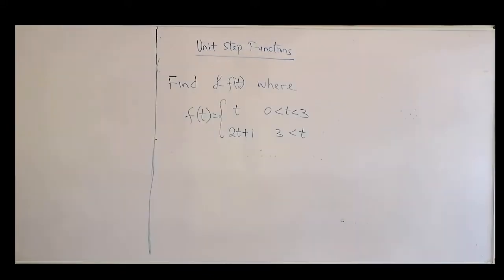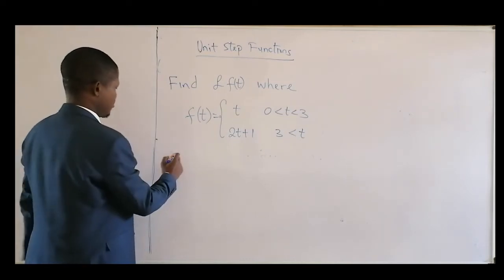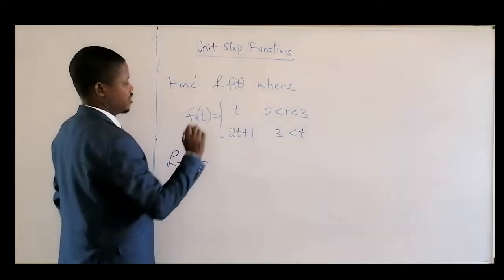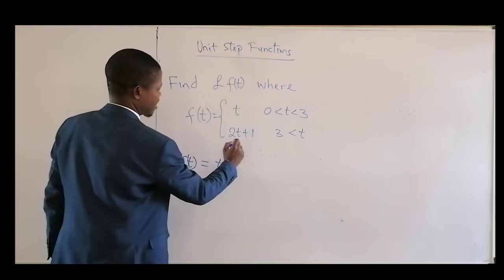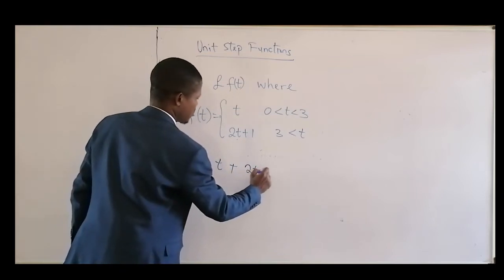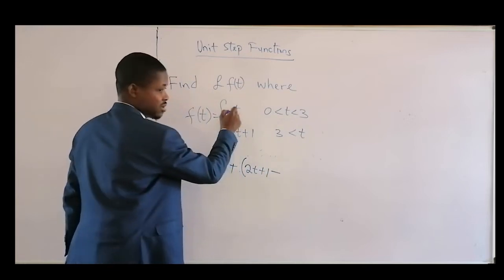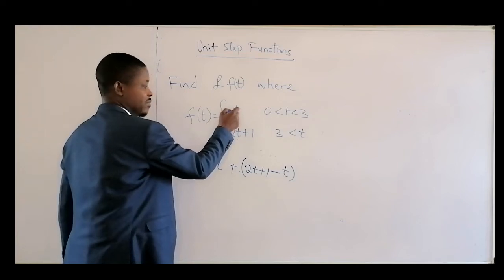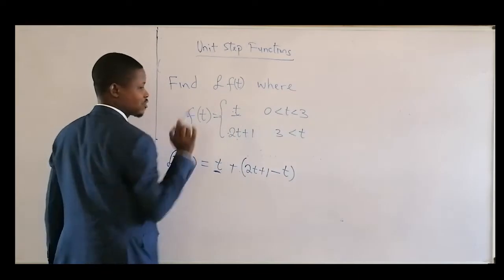So that's that one. In this one I want to find the Laplace of f of t. We need to get the expression for f of t. So it is going to be the first one, t, then plus the second one, which is 2t plus 1, close it, open, minus the first one. Don't forget I said the second one minus the first one. But when you are writing the first one, write what you have here.